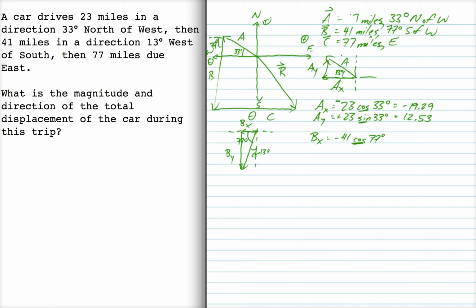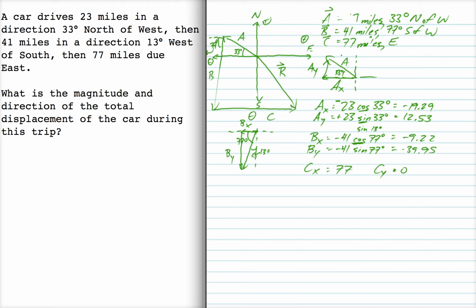But if you wanted to, you could also say it's minus 41 sine 13. Either way, you get the same answer, 9.22. By is minus 41 sine 77, or I could have said cosine 13, and that's minus 39.95. Now vector C just points east, so that's easy. Cx is 77, and Cy is 0.